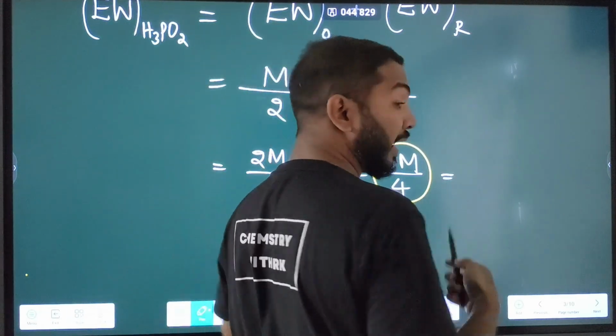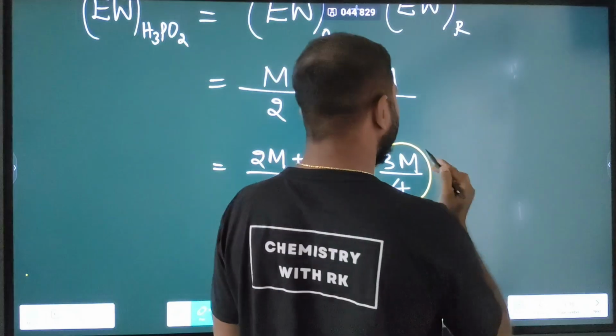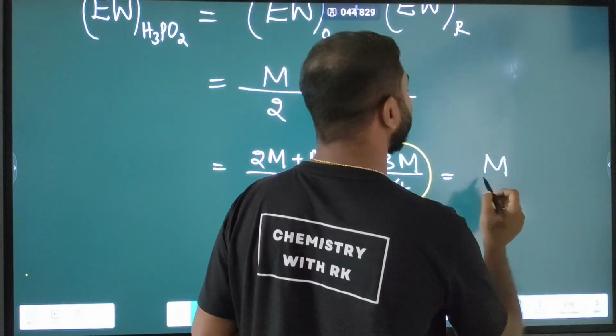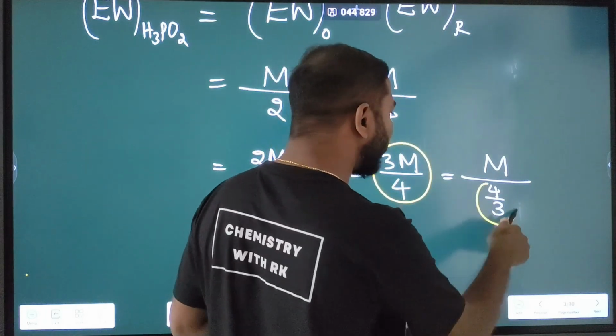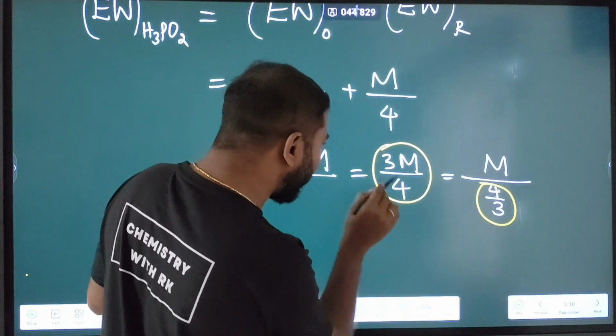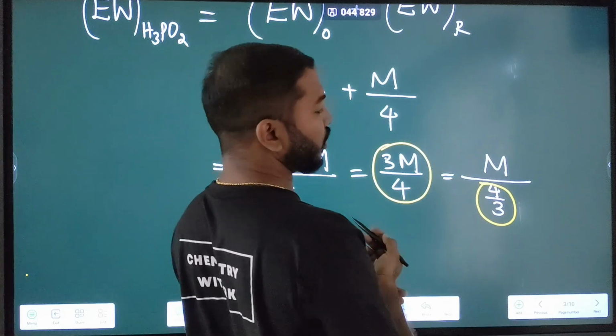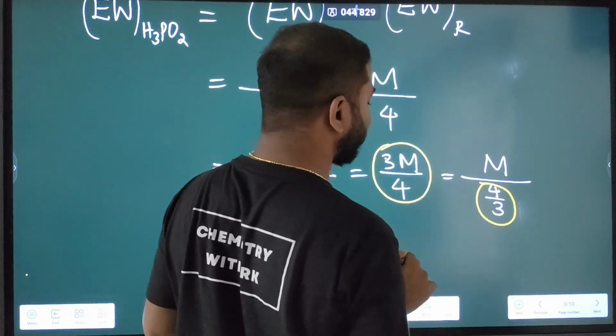In case they ask the n factor of the overall reaction, then we are supposed to take that is m by 4 by 3, right? The same thing we can write as m by 4 by 3 just by taking this 3 into the denominator. Okay, so this is the overall n factor.